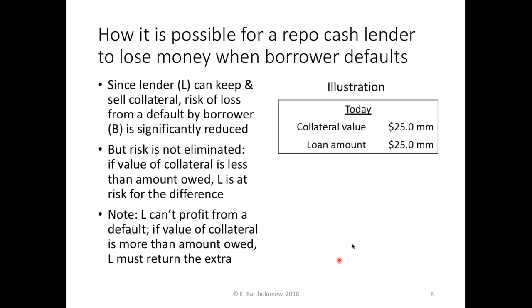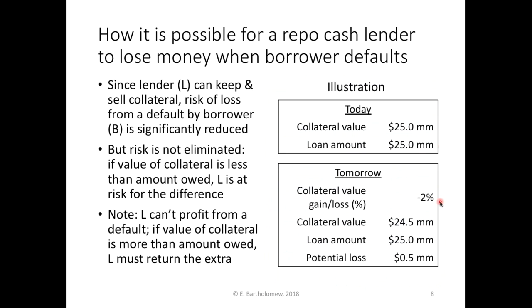So suppose today the collateral value is worth $25 million and the loan amount's the same, $25 million. And then tomorrow, the collateral value drops by 2%. So it's no longer worth 25 million, it's worth 24.5 million. And the loan amount is 25 million plus a little bit of interest over here. So the potential loss is the difference between the two, about 0.5 million. And so even though this is collateralized and the entire 25 million isn't at risk, the 0.5 million that arose because of the drop in value of the collateral is at risk.